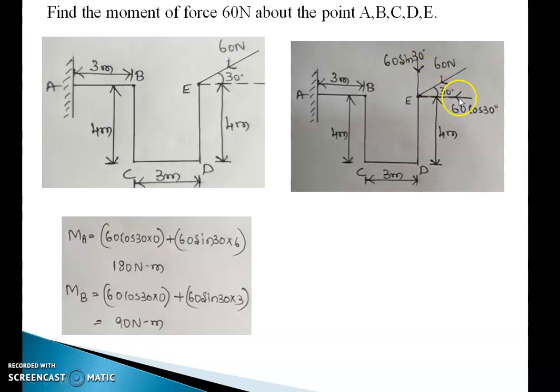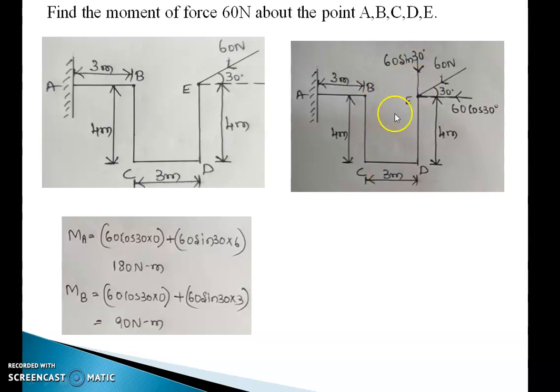Out of those two, I will consider first the force 60 cos 30. 60 cos 30 is a pure horizontal force, so I need the perpendicular vertical difference between B and E. In fact, B and E are at the same level, so there is no perpendicular vertical difference between B and E. So it will be 60 cos 30 into 0. The second force, 60 sin 30, is purely vertical, so I need the perpendicular horizontal difference between B and E, which, as already mentioned here, is 3 meter.